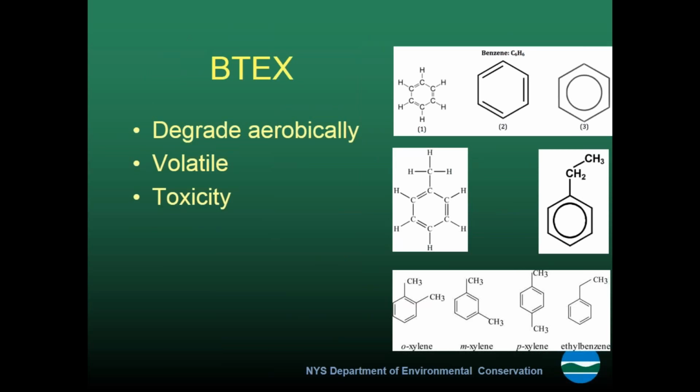So one of the acronyms you'll hear commonly regarding petroleum contamination is BTEX. It's an acronym for benzene, toluene, ethylbenzene, and xylene. These are the four most common aromatics in gasoline. Fortunately, they degrade aerobically. They degrade very readily. You don't need a very specific bacteria to break it down.